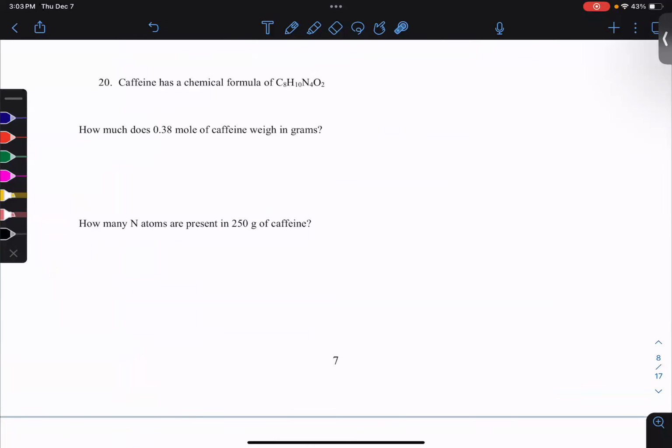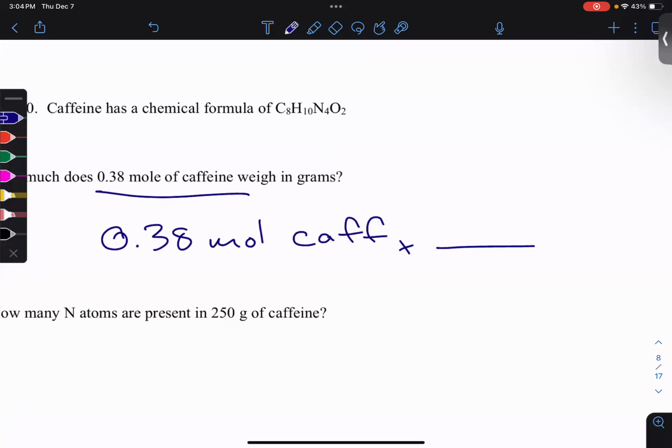Caffeine has this chemical formula. How much does 0.38 moles of caffeine weigh in grams? So how do I go from moles to grams of a compound? What do I need to use? Molar mass, but I don't have the molar mass of caffeine. That's not a value on the periodic table. So how do I get the molar mass? Periodic table. But how do I do it? You've got to add them up.